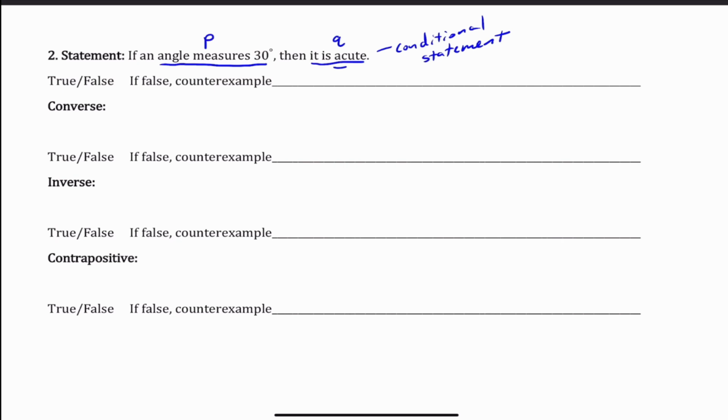The question here is, if an angle measures 30 degrees, then it is acute. Is that true or false? Well, if an angle measures 30 degrees, does it imply acute? Yes. So the conditional statement here is true, so I don't necessarily need to provide a counterexample because it's not false. The converse would be if Q, then P. So I'm going to write, if an angle is acute, then its measure is 30 degrees.